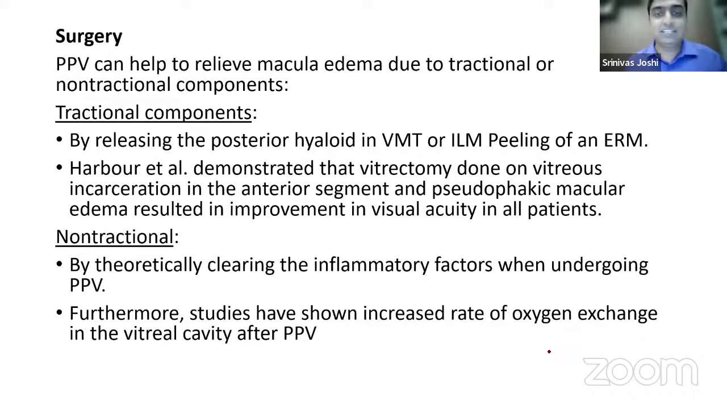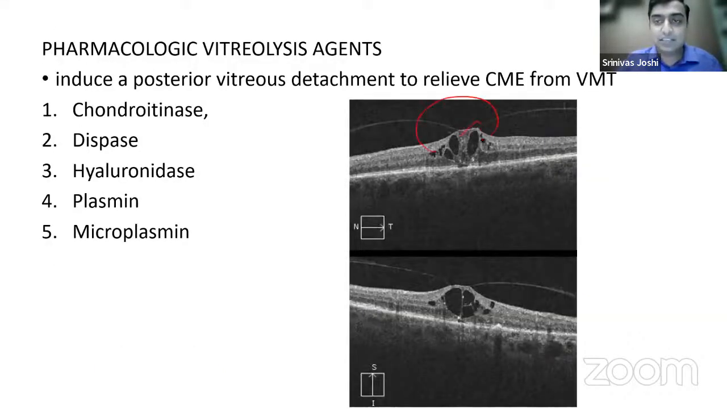So for vitreolytic agents, if there is a traction like this, if there is a VMT, vitreomacular traction, then definitely you can use either a pharmacolytic, or it's better to use a surgical option to remove the traction.